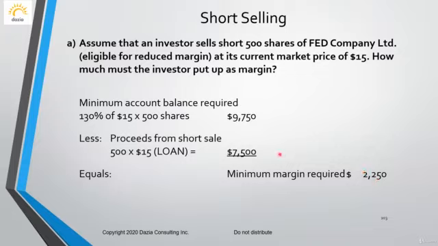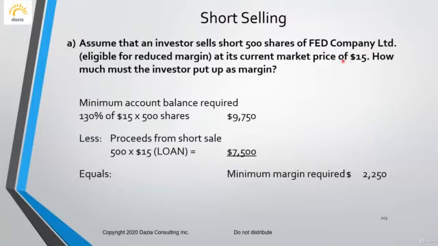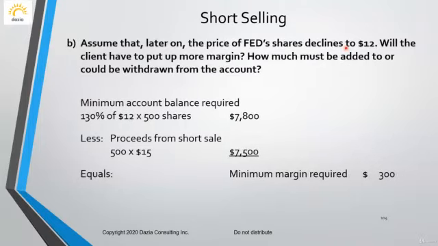So this is the purpose of the short selling. Now later on, the shares go down to $12. See, previously it was $15, it went down. So under short sale, you're going to be happy that it went down. You will make some money. So let's take a look now. If it is $12, we plug it in here, $12 times 500 shares, right? And that is going to be equal to $6,000. $6,000 times 130% is equal to $7,800. So you need to maintain $7,800.